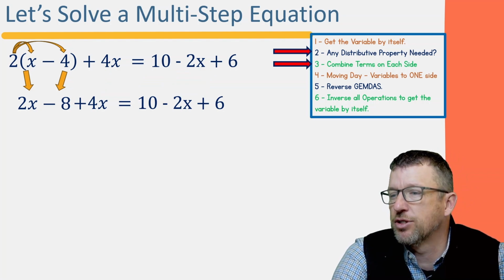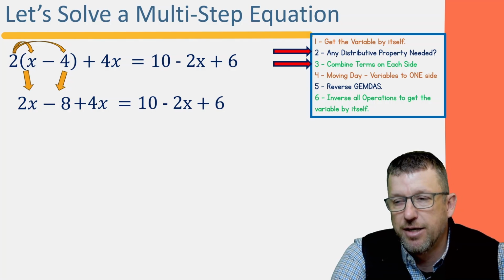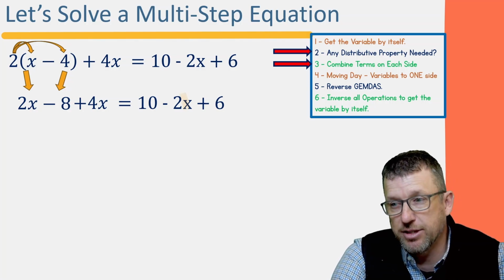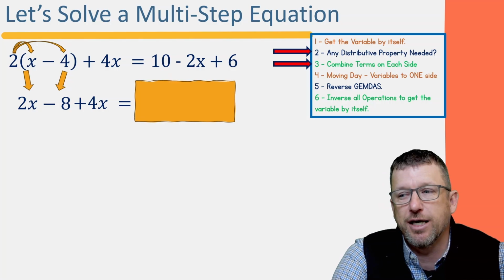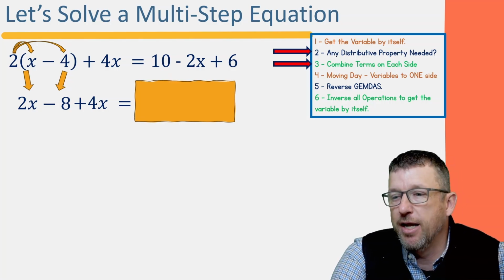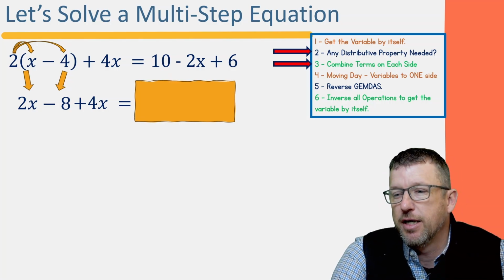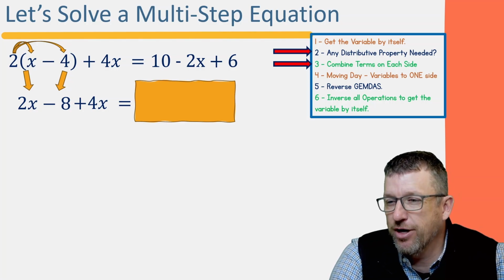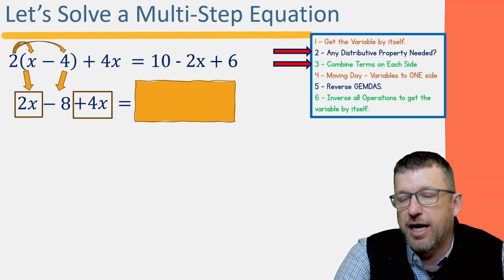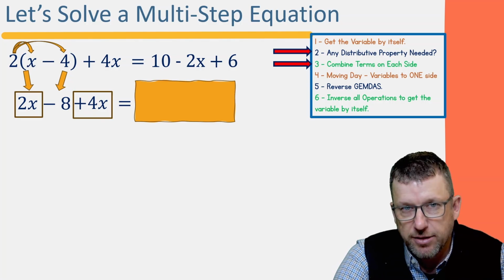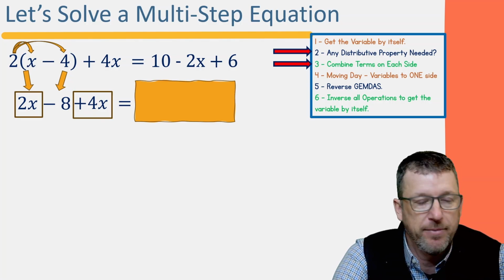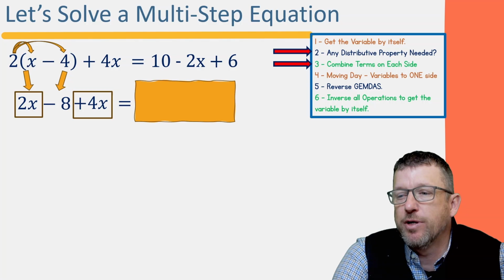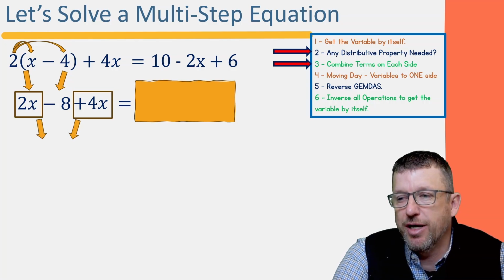The next step tells us to combine terms on each side. So I sometimes tell kids to go ahead and put your hand over one side so it doesn't mess with you. And we're just going to do this side first. And we're looking for terms that are alike. And in this case, I have a 2x and I have a 4x. Those terms are alike. They're on the same team. All right. So what does that mean? We go ahead and combine them. What is 2x plus 4x? Well, we have 6x. Okay.